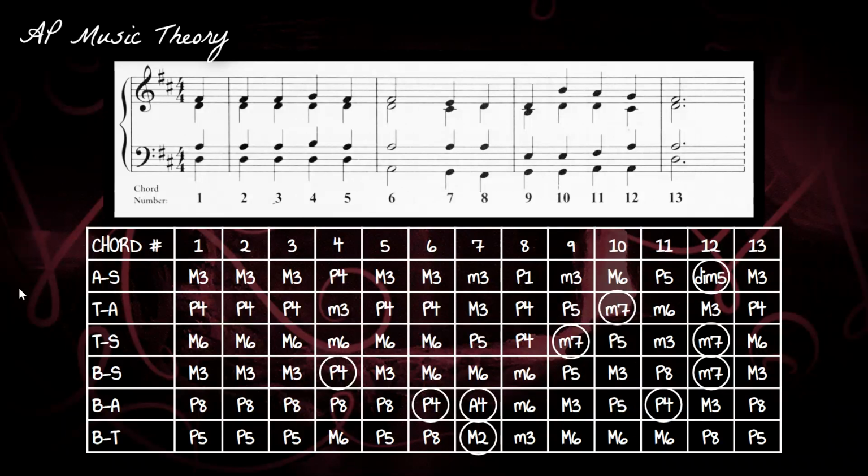Observations. There are 78 intervals in these 13 chords. The circled intervals are dissonant. Notice that the majority of these dissonances occur at the end of the phrase, and that all the dissonant intervals except one resolve to a consonant interval. For example, in chord 7, the augmented fourth resolves to a minor sixth, and the minor seventh in chord 9 resolves to a perfect fifth.